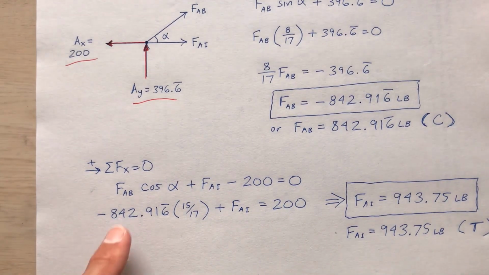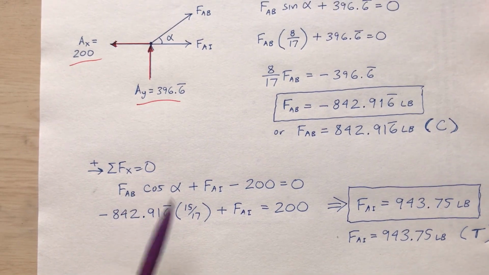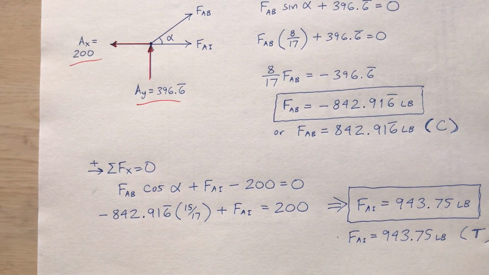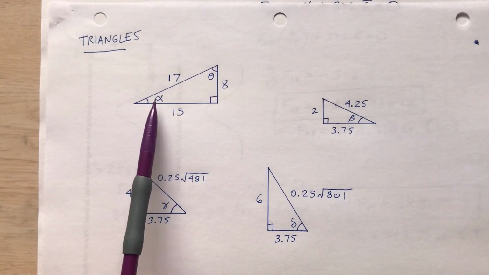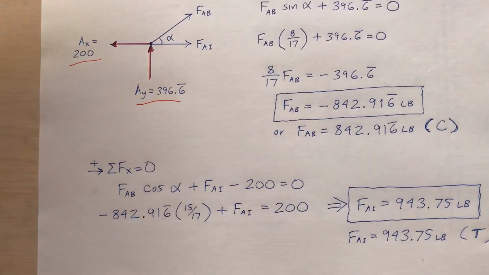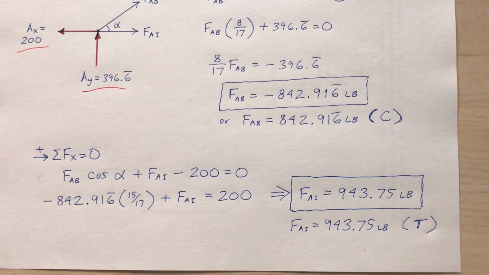Okay, so F sub AB, I just figured that out above, so I stick that in here. Cosine alpha, 15/17, how do I know that? Go back to my special triangles. Cosine of alpha, 15/17. So I'm solving this for F sub AI. 943.75 pounds is positive, so it's in tension. The T means tension. Okay, so that does it for joint A.